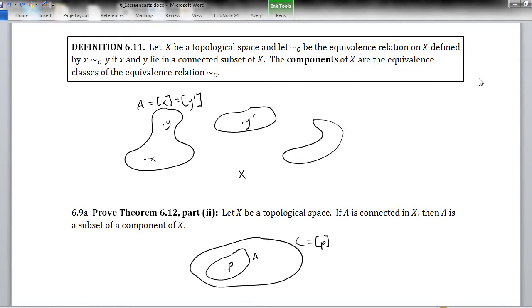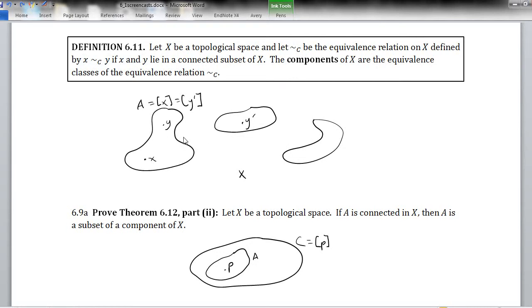Even when a set is not connected, we still tend to think of it as being made up of connected pieces. And that's what this definition of components is all about. Let X be a topological space, and let ~C be the equivalence relation on X defined by a point X being equivalent to a point Y if they lie in some connected subset of X. That is, if you can find a connected subset of X that contains both of them.